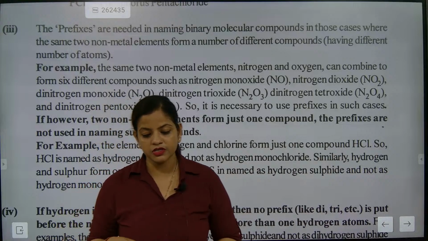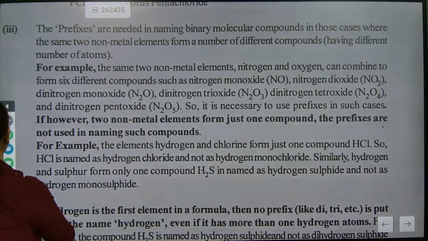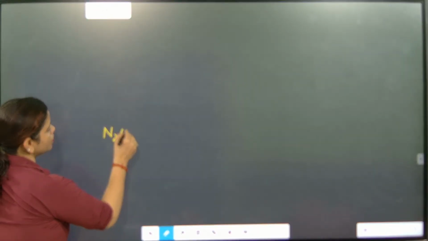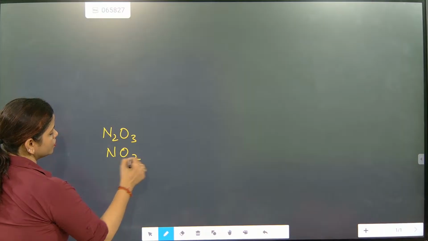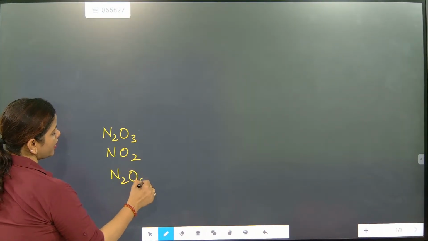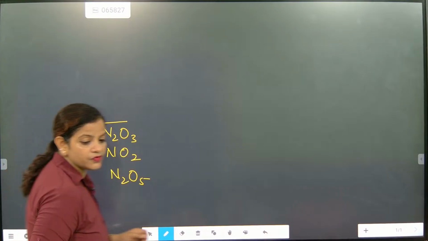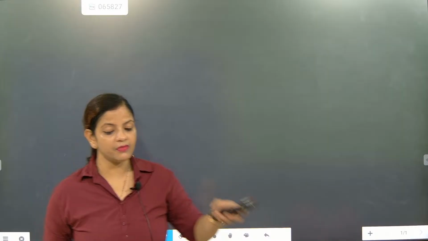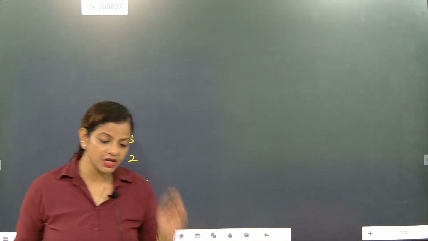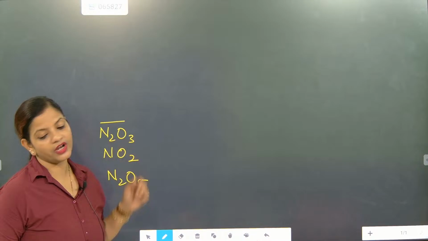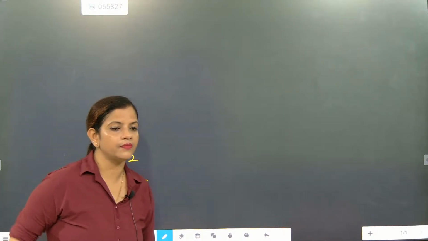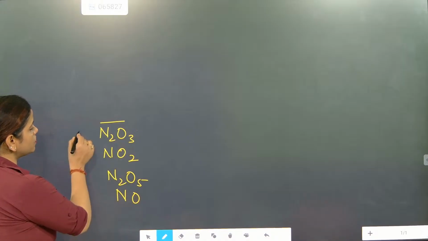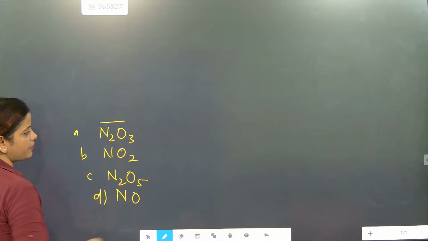If those people have not understood, I'm going to explain this one. What they are actually trying to say is, see, here N2O3, NO2, N2O5. These mean nitrogen and oxygen. These two elements are making many compounds, so we use prefixes for nitrogen and oxygen. Are you understanding? Because one single is not there, many are there. NO was also there. So 1, 2, 3, 4, four different types of compounds they are making.